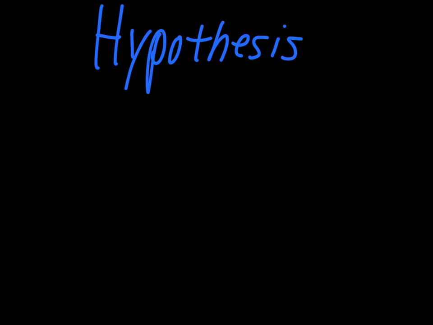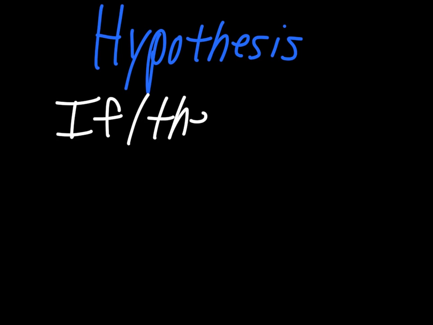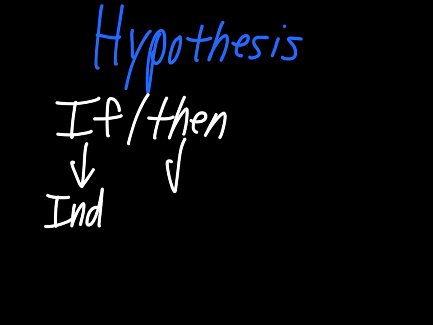So the first thing for us to talk about is a hypothesis, and we've dealt with these a little bit already when we were talking about the steps of the scientific method, but a hypothesis is always going to involve some kind of an if-then statement. The if part is going to be the independent variable, the then part of the statement is going to be the dependent variable.